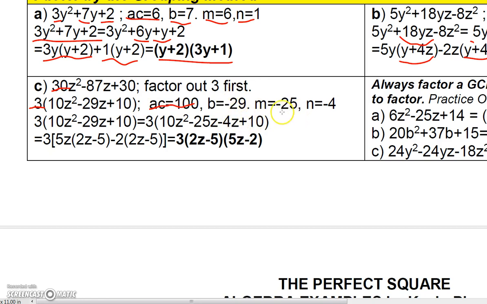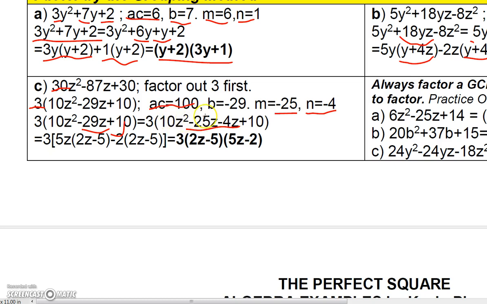And now if I choose the numbers for m and n to be negative 25 and negative 4, I know negative 25 times negative 4 is 100, and negative 25 plus negative 4 is negative 29. So I'm going to actually replace this negative 29z with negative 25z minus 4z. And then I can take, and I'm doing this inside the parentheses here, so I went ahead and did brackets just to keep the 3 separated.